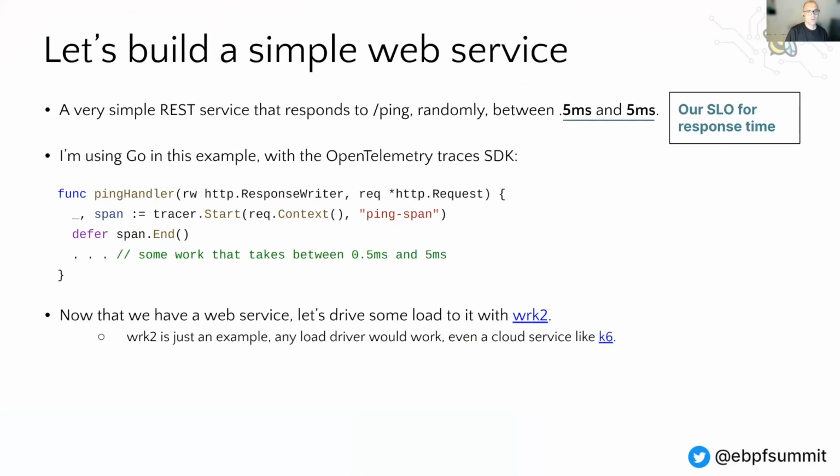Now we're going to start by building a very simple REST service. It has only one route, /ping, and responds between half a millisecond and 5 milliseconds. We're going to build the application in Go with the OpenTelemetry Traces SDK and manual instrumentation, simple as it gets. We're going to drive some load to this application using Work2. But for a load generator, it really doesn't matter what you use. It could even be a cloud service like K6.